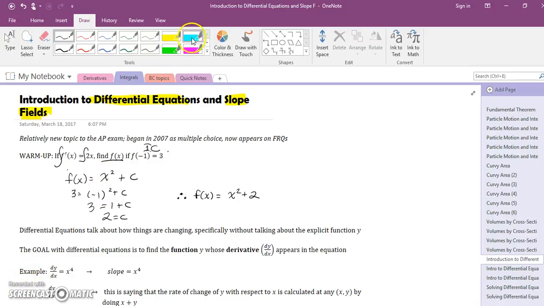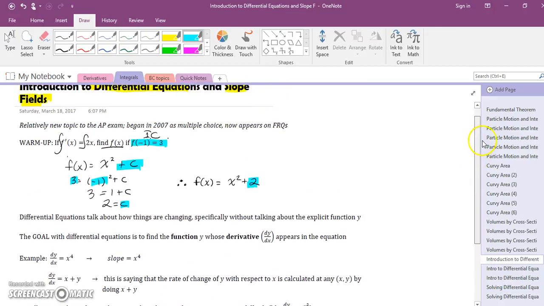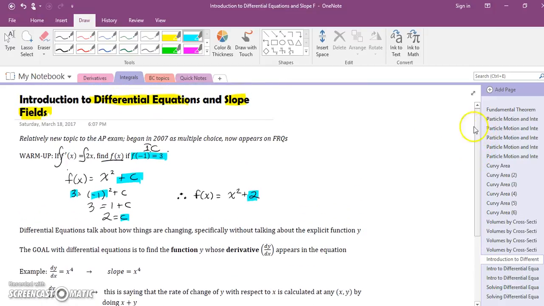Hopefully what you got is when you do the integral, you get x squared plus c. Using your initial condition, I plug in my x and my y, I get my c value, and then I can replace it here. And this is my actual function f of x. Now the reason I had to do that is we're going to use this fact once we start drawing slope fields. So let's talk about differential equations first in general, and then we'll do slope fields.